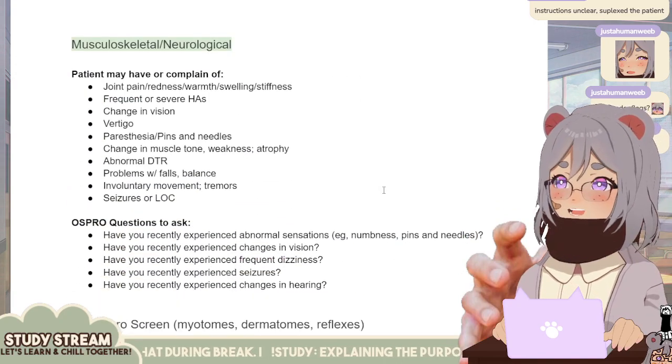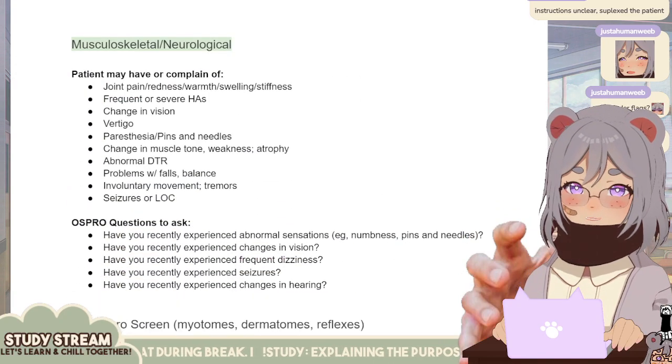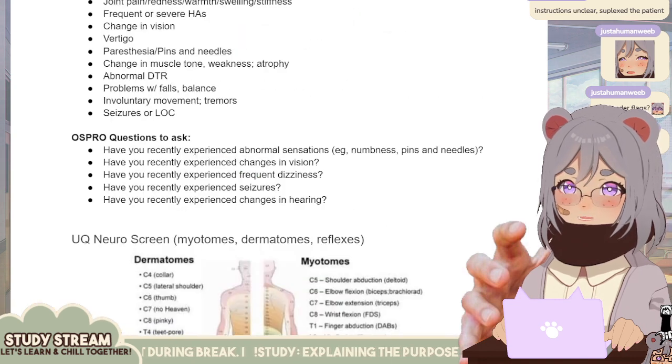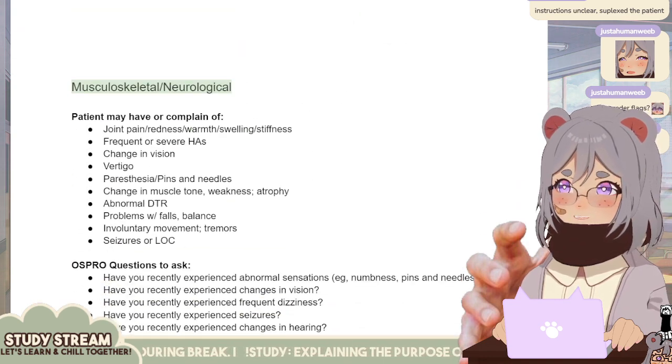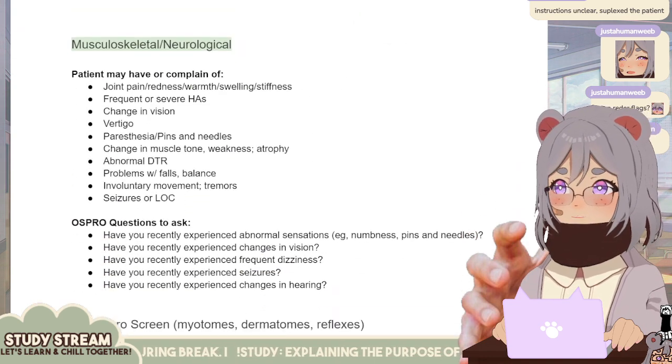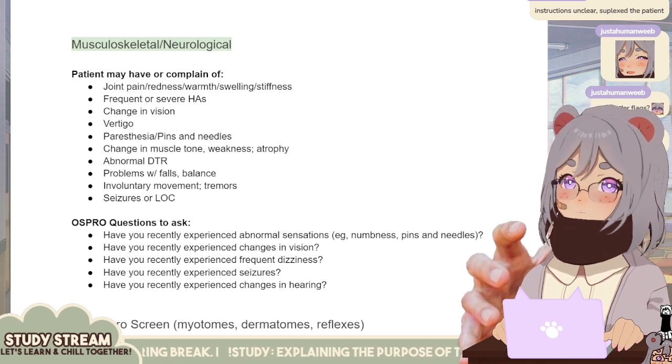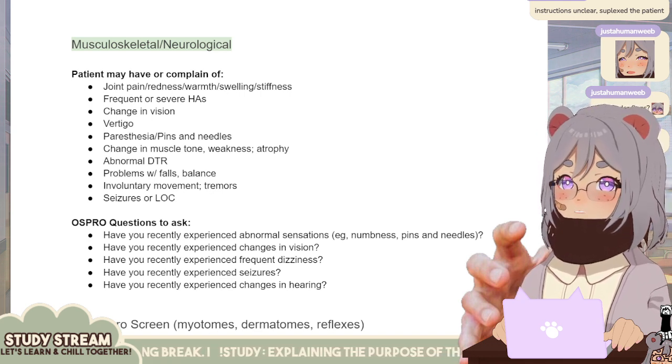Hi Julian. Alright, I think this is going to be the last thing, or really the second to last thing I have to talk about, so we're making good time. So let's talk about the musculoskeletal and neurological stuff.